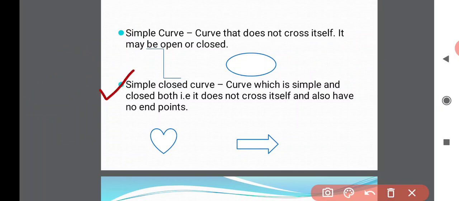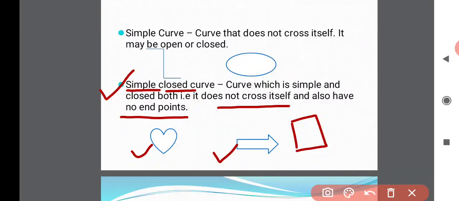Let's see the simple closed curve. As the name suggests, it's a combination of simple and closed curve. Simple means it should not cross itself, and closed means it should be closed, having no endpoints. Now I can see this heart is an example of a simple closed curve. This arrow, a rectangle, a triangle, a circle, these all are examples of simple closed curves.